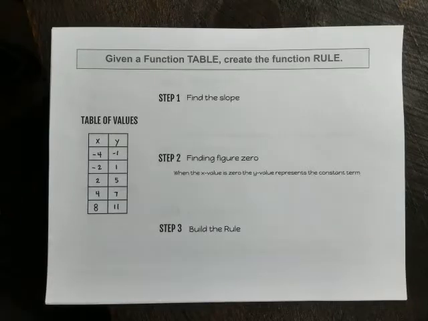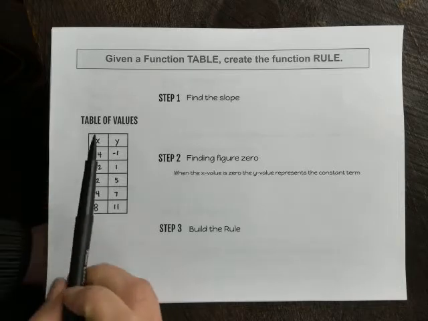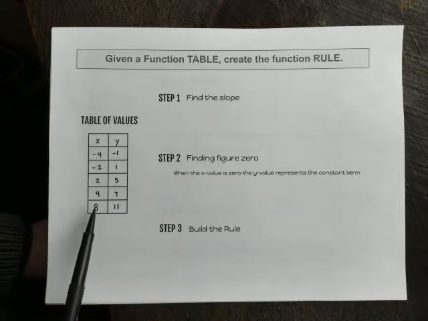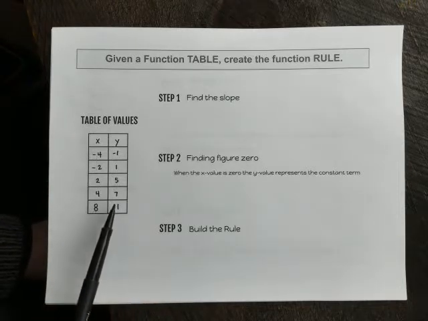Right, so here's the table that we use. I'm going to make this as a resource video lesson for you to look back to: how do we make a function rule if we're given a function table? As you can see on the left, we have a function table here that's made up of a domain column and a range column.